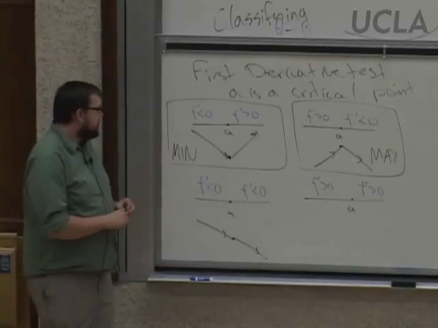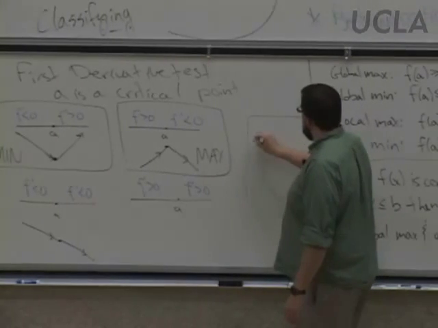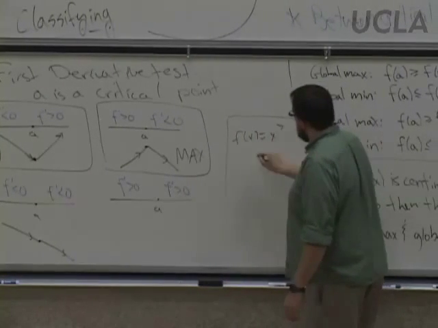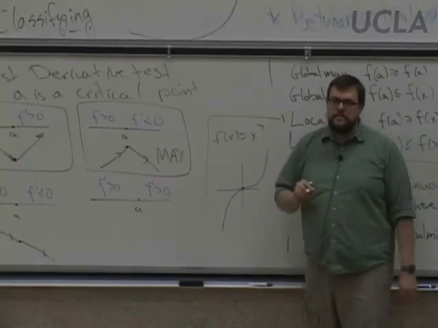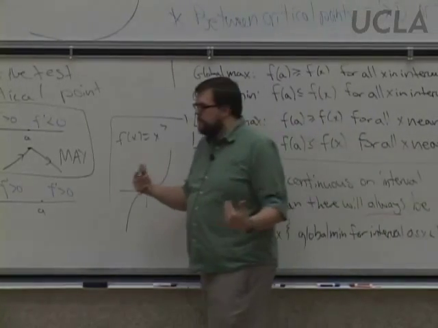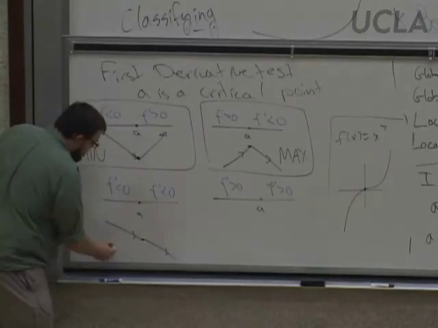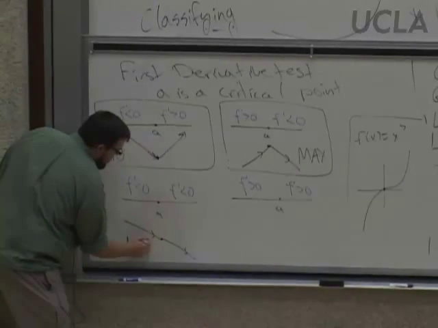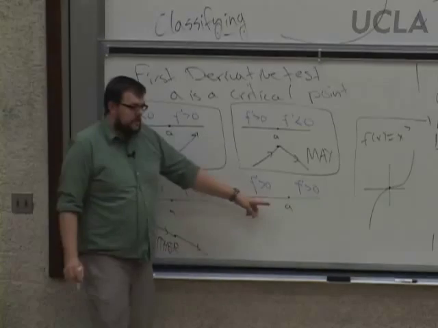Remember when we talked about the function x cubed last time? We drew this function in class. It did this, and we had a critical point at 0, but it wasn't a max or a min. So just because we have a critical point doesn't automatically mean we have a max or min. So this is what we call neither. Neither max nor min.